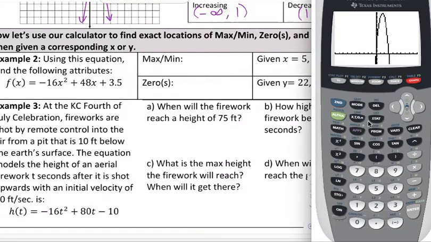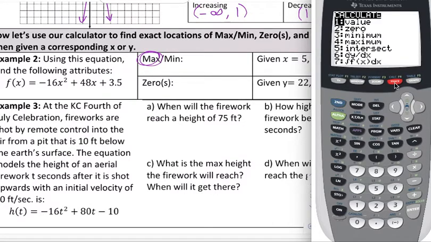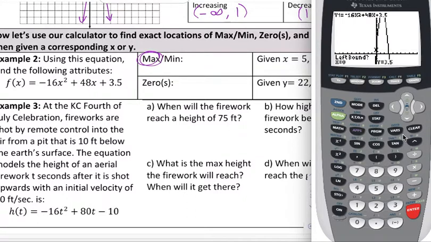All right, so the first thing I want is the maximum or minimum. So this is a maximum. We knew that from the negative a. And so here's how we're going to do this. Second trace brings us to all of our calculations. So I can go down to maximum, and then it's going to ask me for a left boundary. Well, my maximum's right here, so that is to the left. So I can just press enter here. And then I'm just going to move this until it's to the right of that maximum.